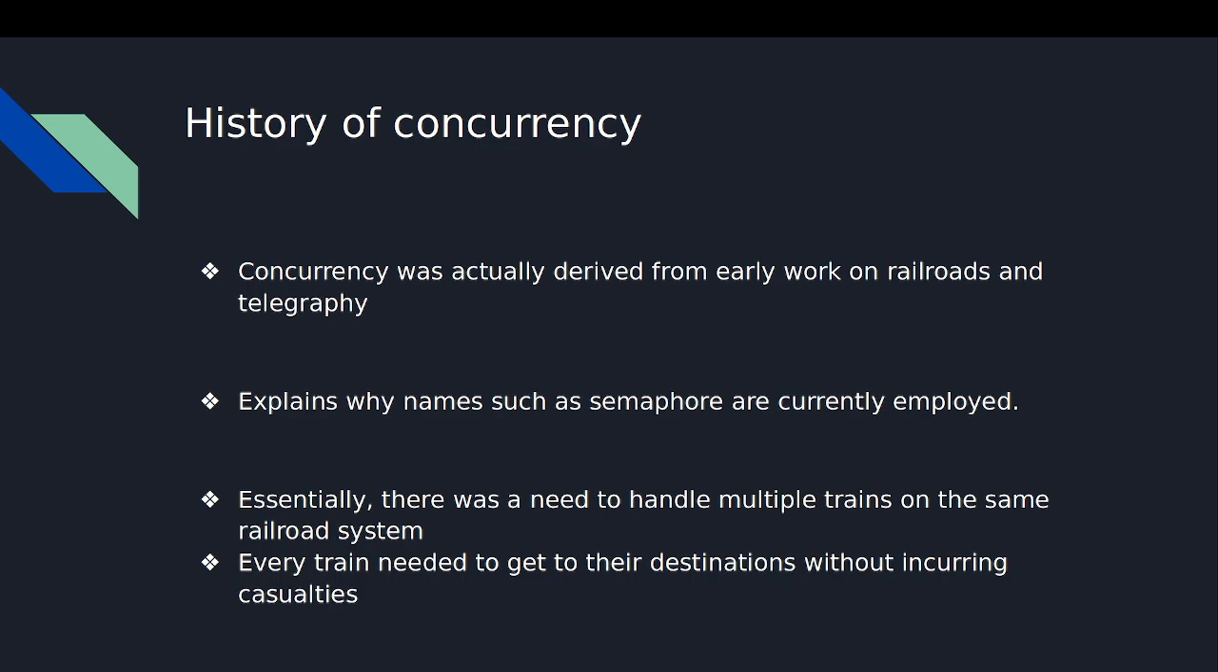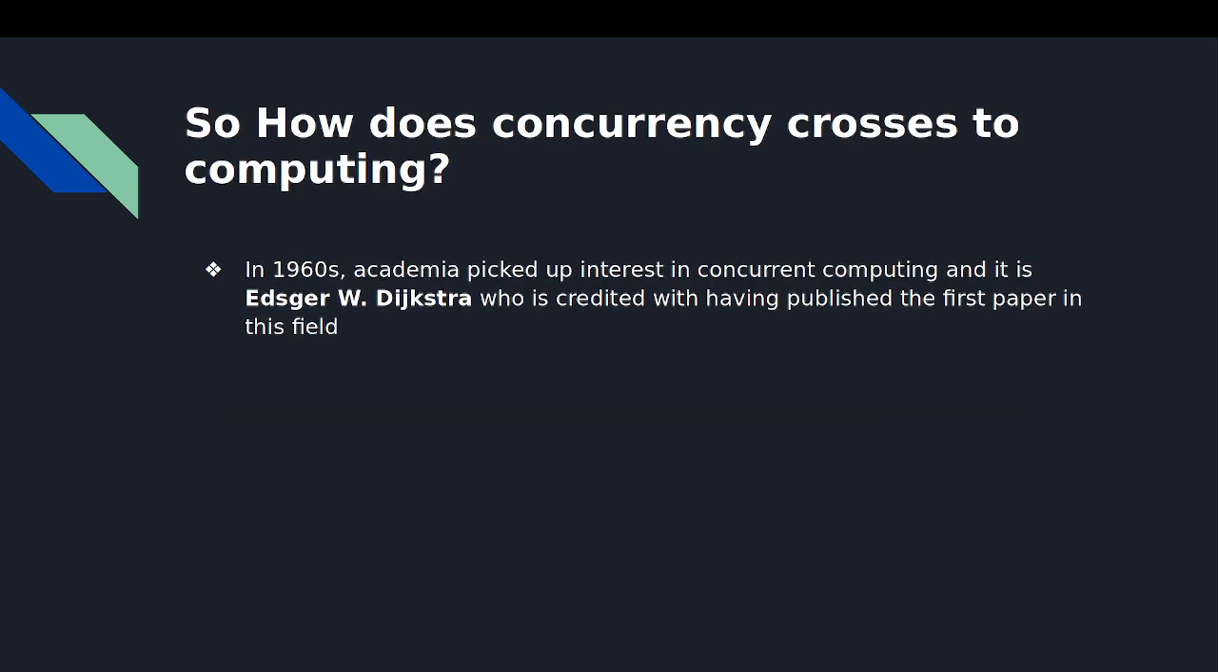But we want to know, how does concurrency cross from that field of engineering, railroad, to computing or computer science? And guess who brings it into computer science? The man we love, Dijkstra. And this was in his 1960s paper that he published in this field.